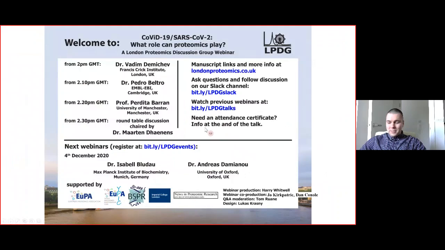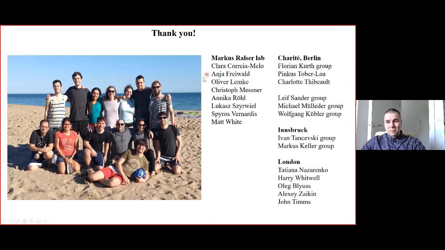Okay, so I would like to note that the proteomic method was developed in Markus Ralser's lab at the Francis Crick Institute. Proteome measurements were carried out in Charité, and here's our group. And we've had an absolutely fantastic collaboration with a number of clinical groups. So special thanks to Florian and Pinkus here, and also a very cool collaboration with a team from London. So Tatiana and Harry did all the machine learning. So it's been amazing, I think. Thank you very much.